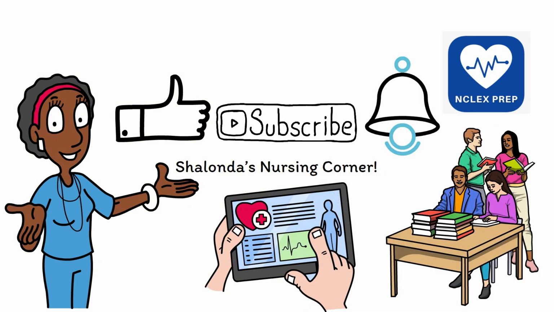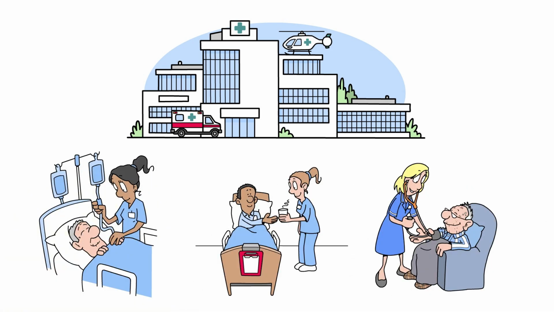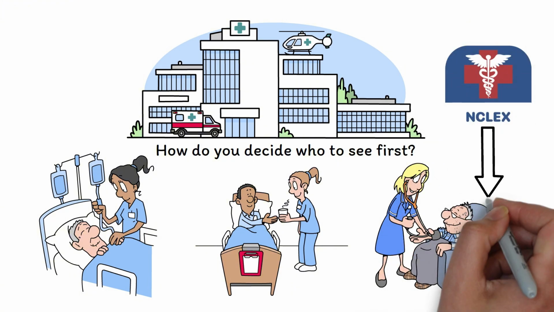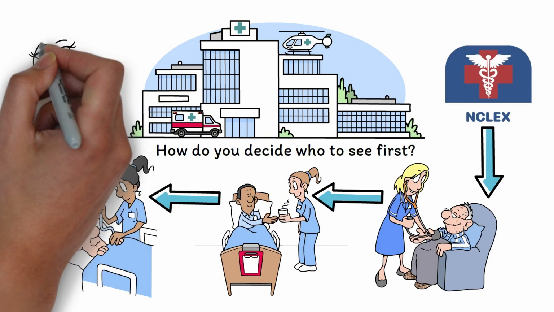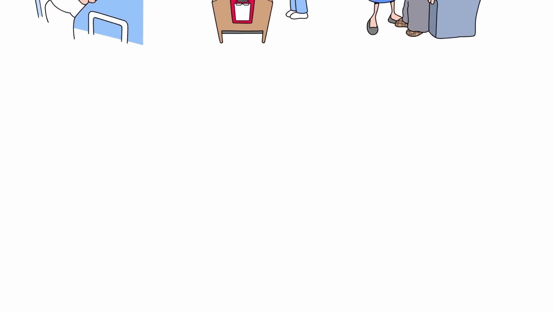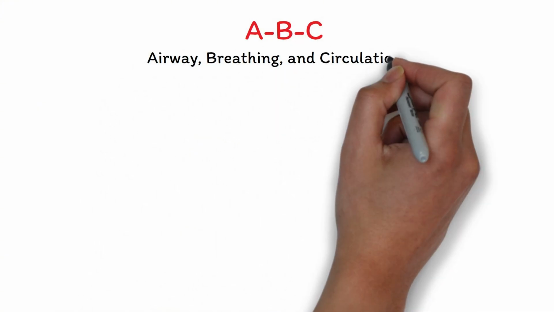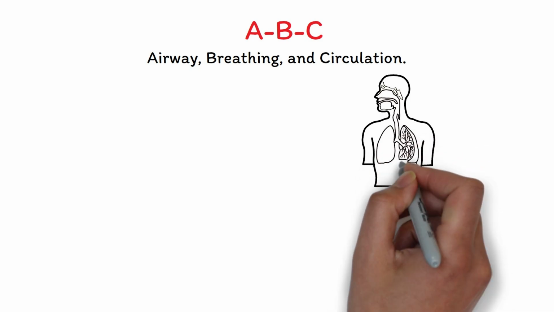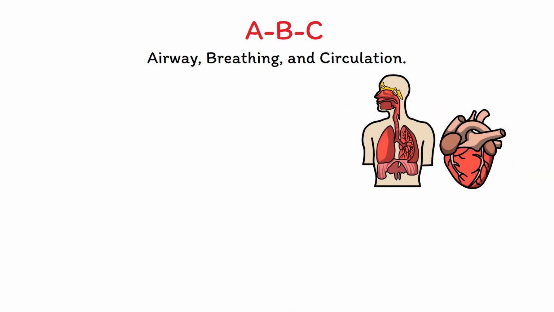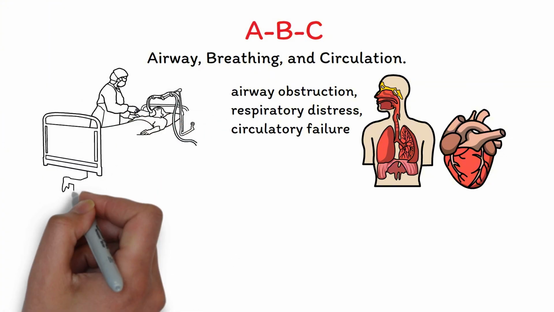As a nurse, you'll often have multiple patients with different needs. But how do you decide who to see first? The NCLEX loves to test your ability to prioritize patient care, and today I'm giving you the must-know strategies to ace these questions. The first rule of patient prioritization is the ABCs: airway, breathing, and circulation. If a patient has an airway obstruction, respiratory distress, or circulatory failure, they are your top priority.